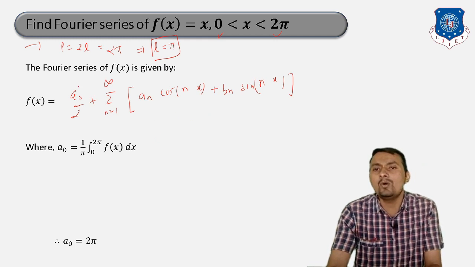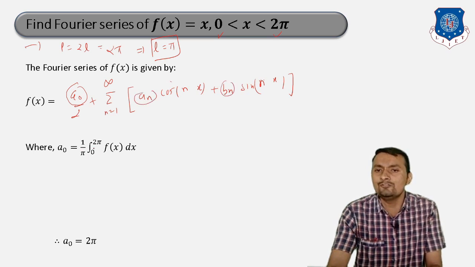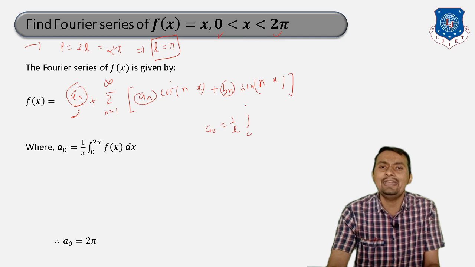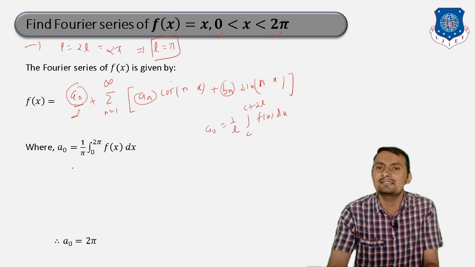So in that case we have to determine a0, an and bn. Now let's have a first look at the formula. What was our standard formula? a0 is equal to 1 divided by L, integration from c to c plus 2L of f(x) dx. So this is our standard formula. Now just put L equal to pi, so 1 divided by pi, integration with lower limit 0 and upper limit 2 pi, so 0 to 2 pi f(x) dx.